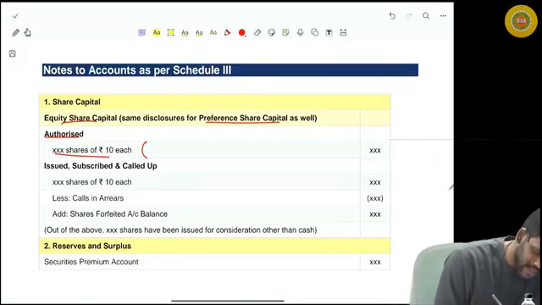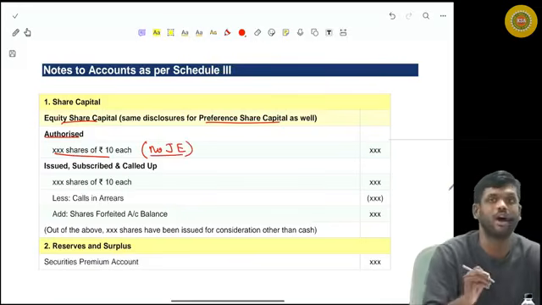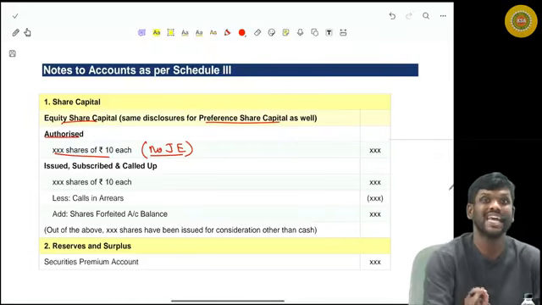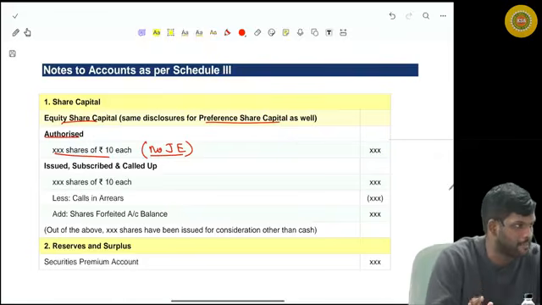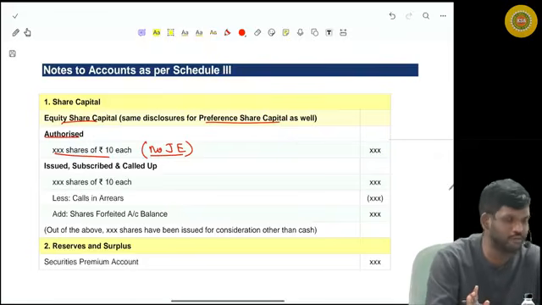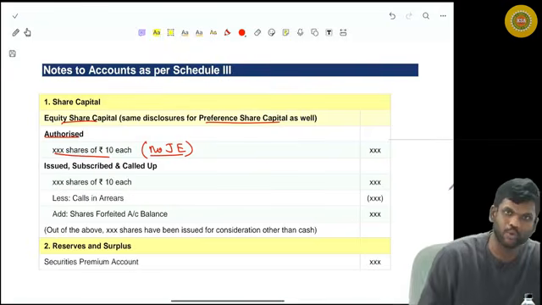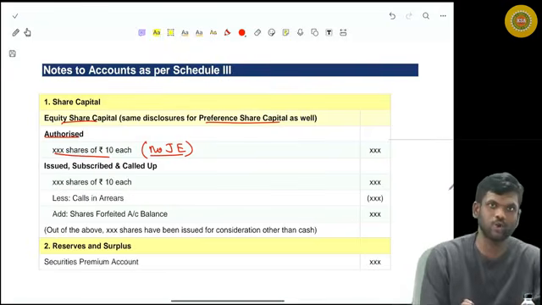Please understand, there will not be any journal entry or accounting for authorized capital. Authorized capital is just a statutory number. There is no journal entry for this. Don't go and search for an authorized capital ledger account. No, that won't be there. This is only for disclosure purposes.